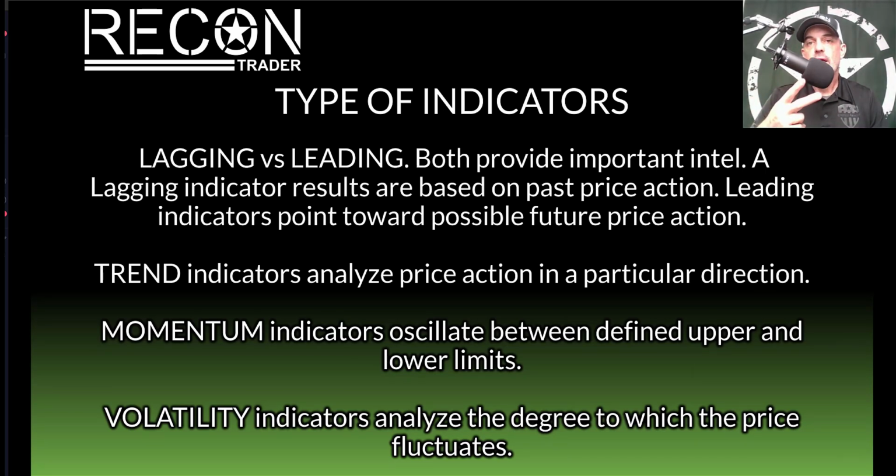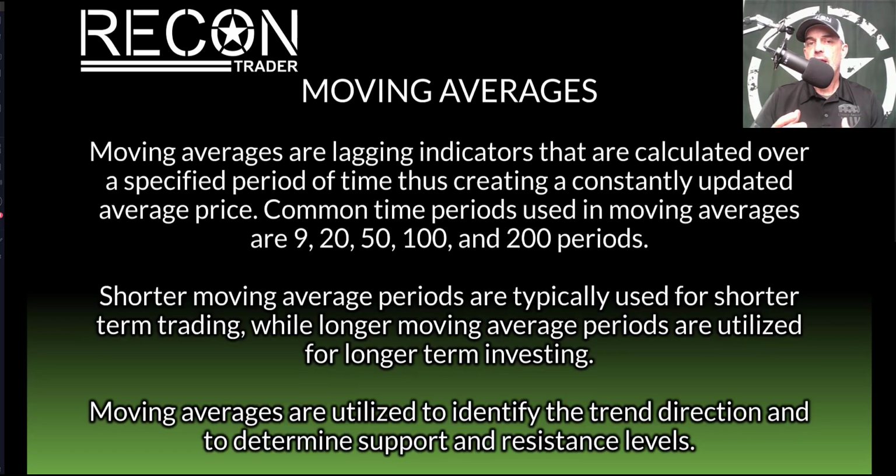So while my number 1 indicator for trading crypto is actually reading the tape, which is the leading indicator, my number 2 indicator would be the moving averages, which would fall under the trend indicator category. Now, moving averages are a lagging indicator that are calculated over a specified period of time, thus creating a constantly updated average price. And the most common time periods used in moving averages would be your 9, 20, 50, 100, and 200 periods. Now, the shorter moving average periods are typically used for shorter term day trading, while the longer moving average periods are utilized for long-term investing.